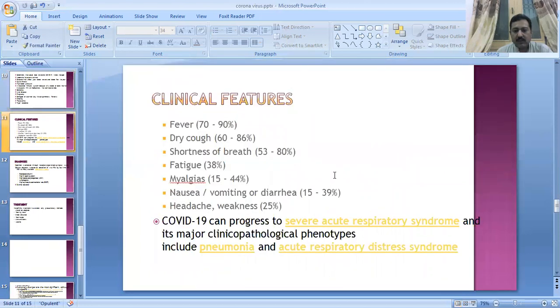Now the clinical features, and how the coronavirus presents when it infects a person. The most common features: on top is the fever, second the dry cough, shortness of breath, fatigue, myalgia, body aches, nausea, vomiting, diarrhea, and headache. These are the common features in which the patient of the coronavirus presents. In some cases, it goes to a serious condition. Patients can present with severe acute respiratory syndrome or acute respiratory distress syndrome, and in some cases in the form of pneumonia. These are the severe conditions in which some corona patients present.